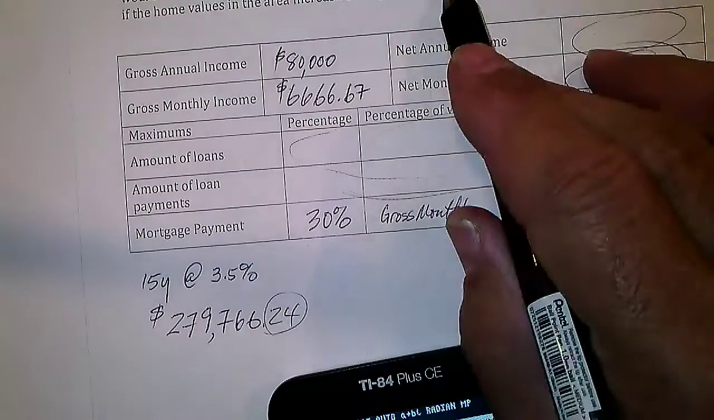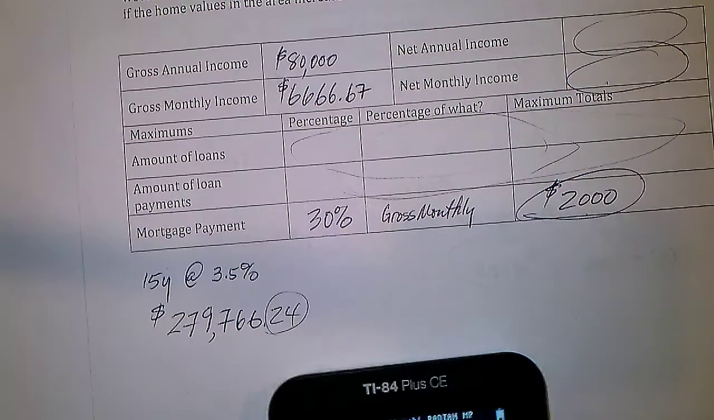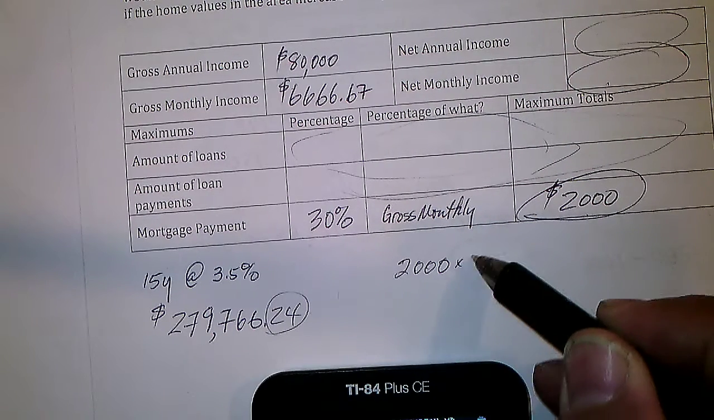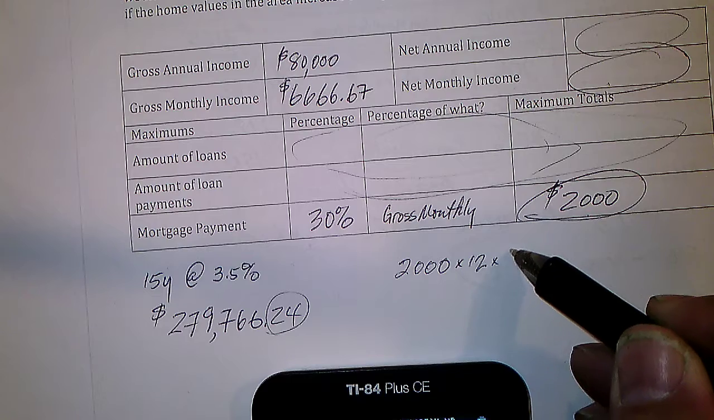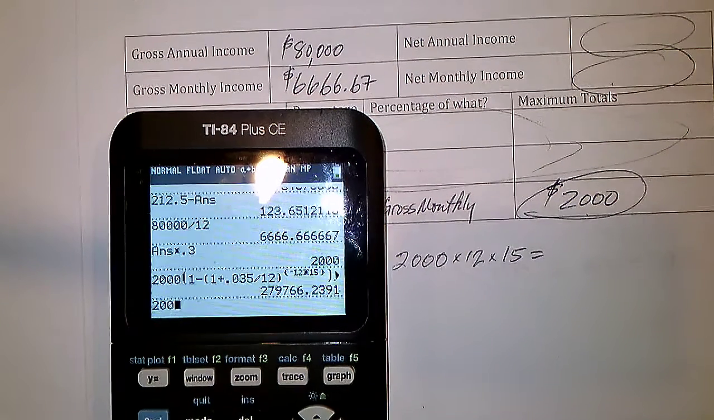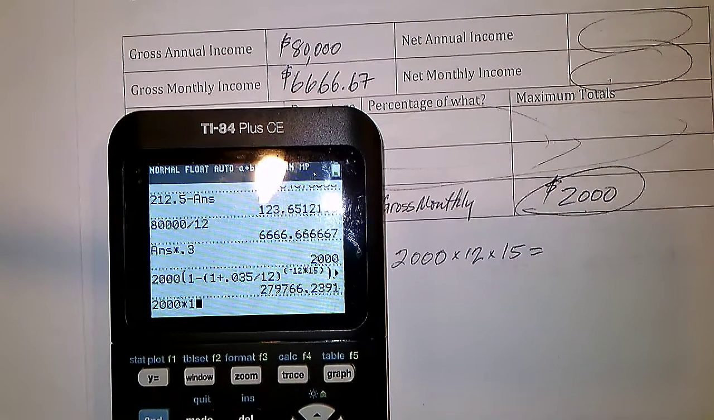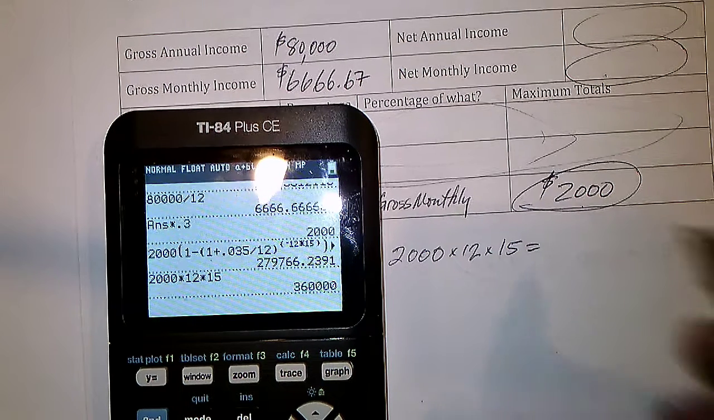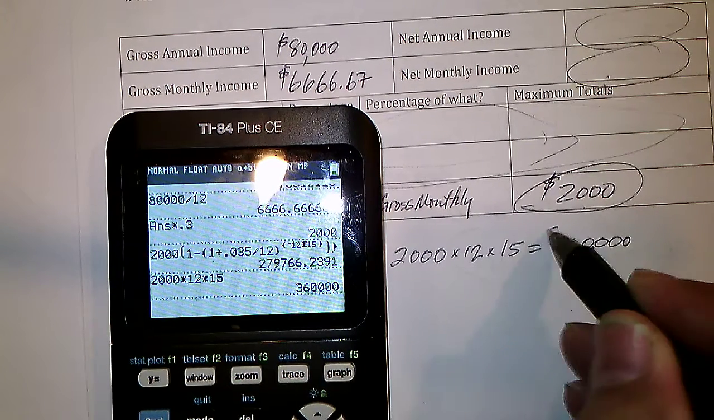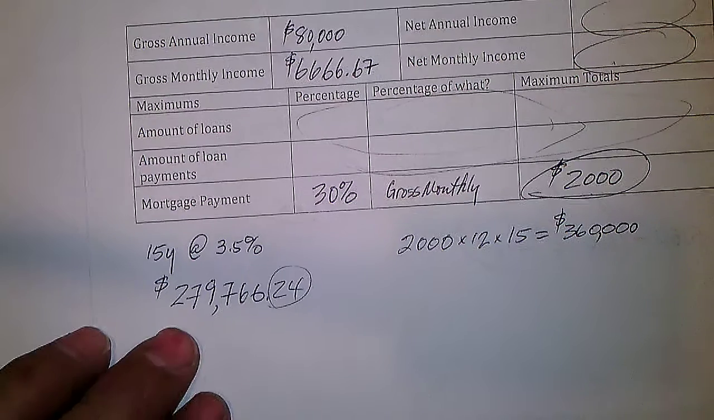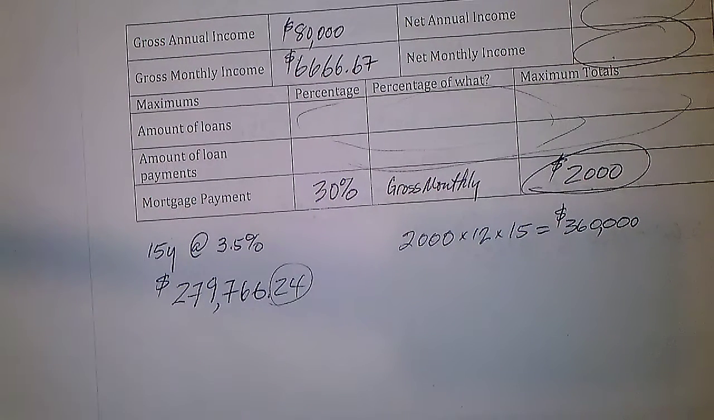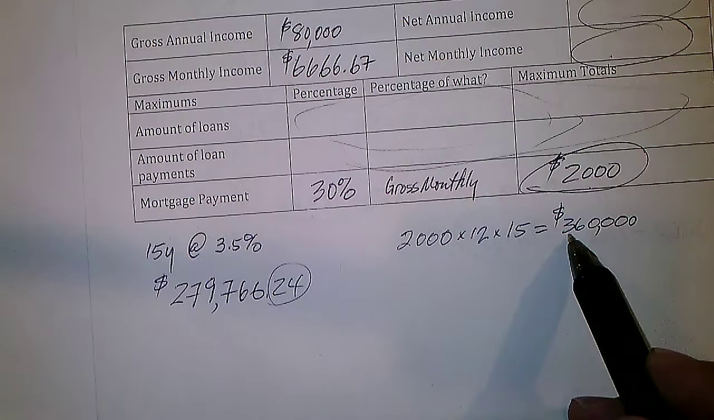The other thing they said, then determine what the total cost would be. So that's $2,000 times 12 times a year times 15 years. The total cost will be 2,000 times 12 times 15, which is $360,000. So that's quite a bit more than what we borrowed. 275, 360, that's $100,000 more that we're going to have to pay back.